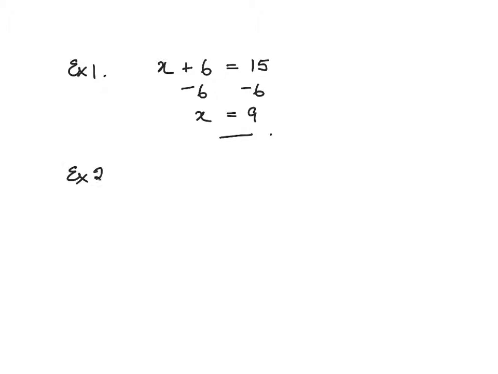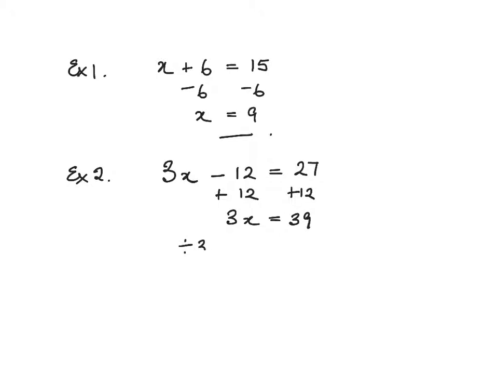Example 2. What if we have something like this here? So that's a bit more complicated. We can add 12 to both sides. That gives us 3x on the left hand side and 39 on the right hand side. We then will divide by 3 to get x on its own. It's 39 divided by 3, and x then has the value 13.